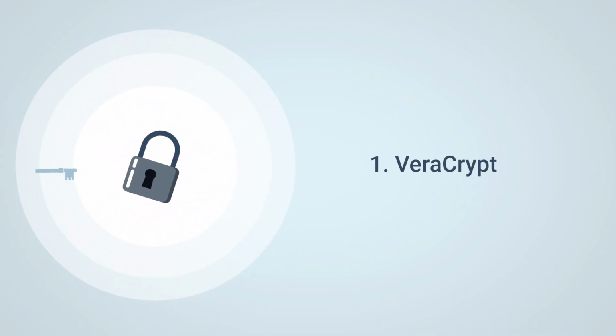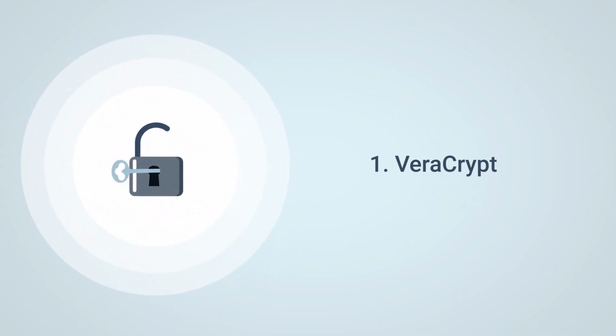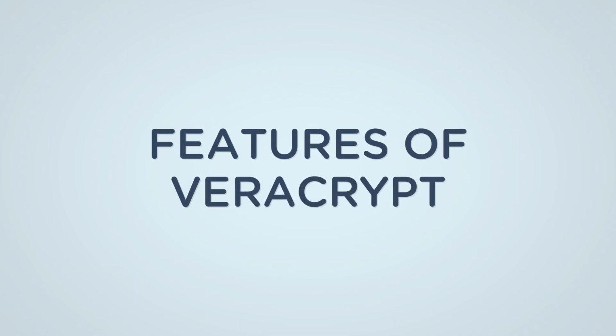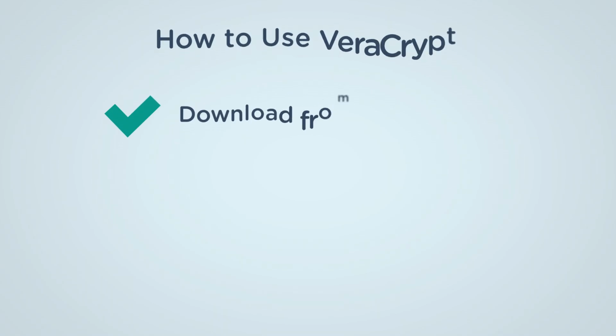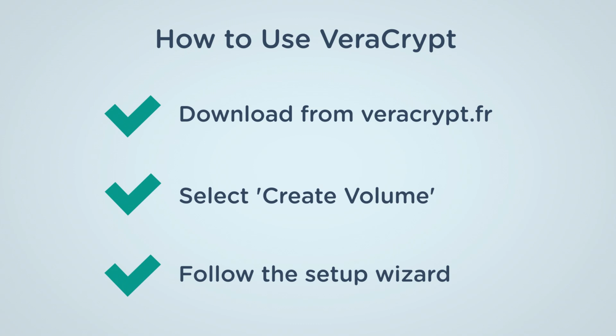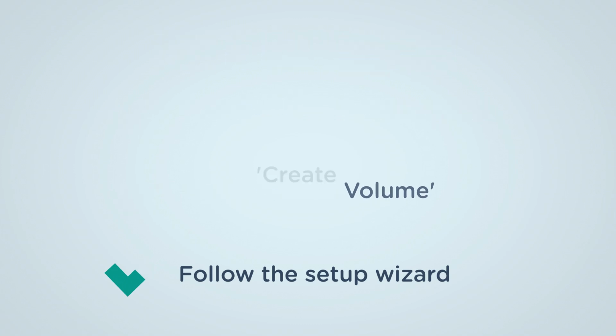First up is VeraCrypt, an open-source tool that creates encrypted containers or encrypts entire disks with enhanced security features. VeraCrypt supports AES, Serpent, and Twofish algorithms and allows you to create hidden volumes for added security. To use VeraCrypt, download it from veracrypt.fr, then select Create Volume to set up your encrypted file container.